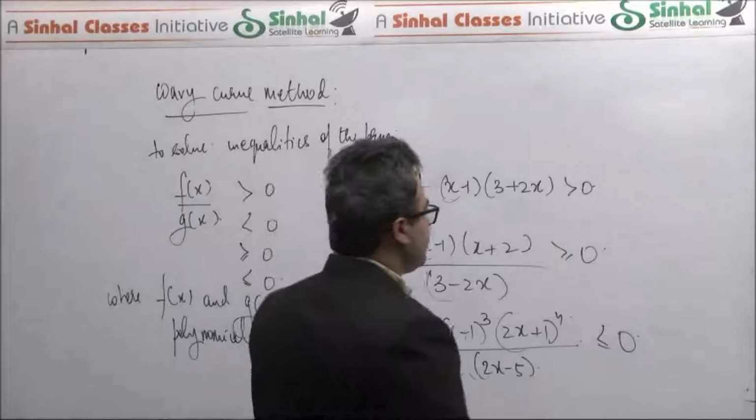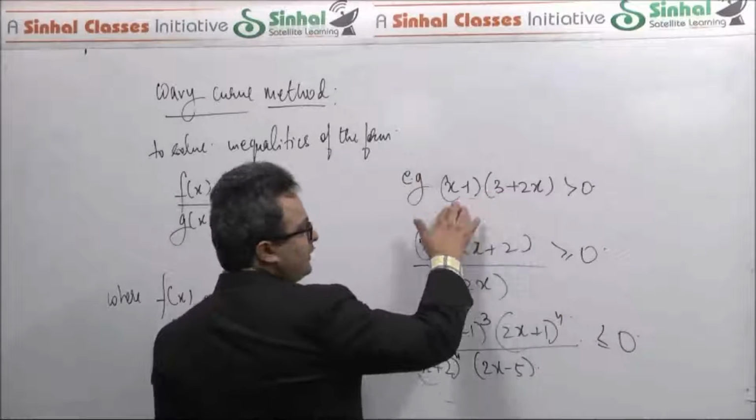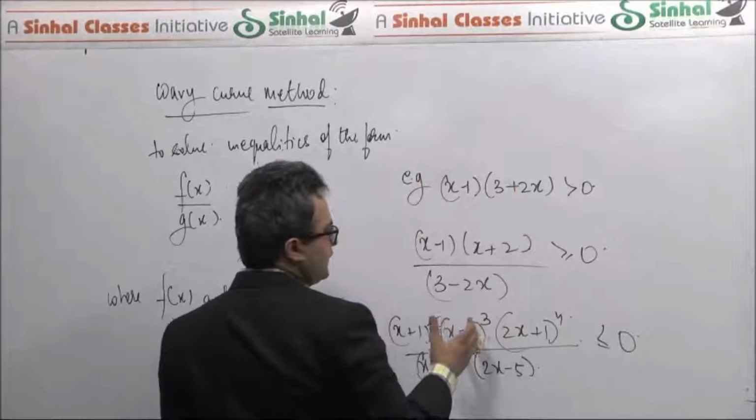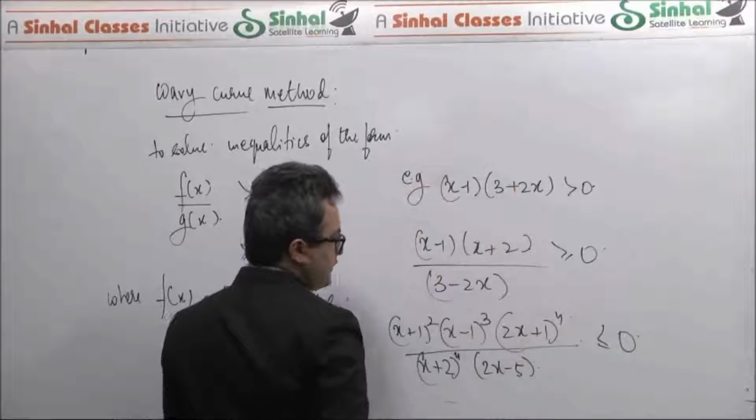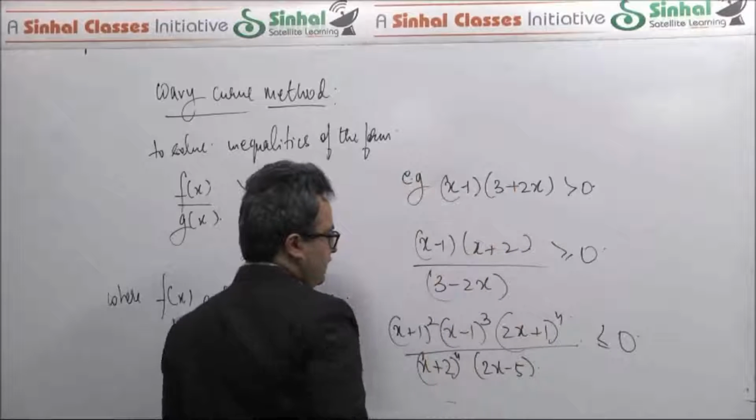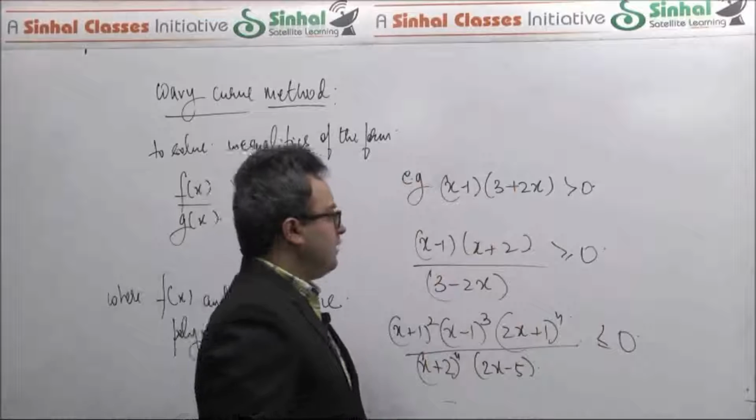So some simple examples over here. This of course is a quadratic inequality only. You have a product of two linear factors over here. Again, your f of x and g of x are over here. F of x and g of x are over here.